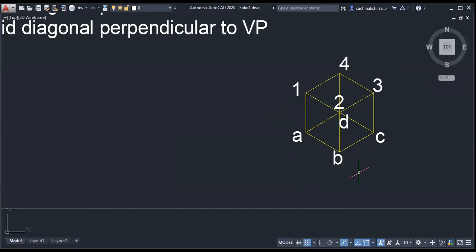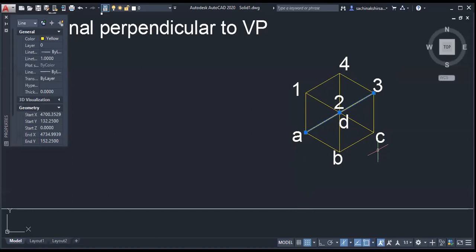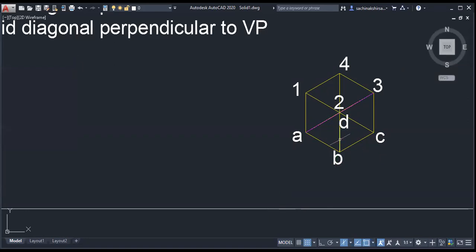What does solid diagonal mean? For a 2D plane, A to C is a diagonal of the base, and B to D is again a diagonal of the base. So for opposite corner and opposite plane, if I join A to 3, that will be the solid diagonal, because it is a diagonal of the solid.